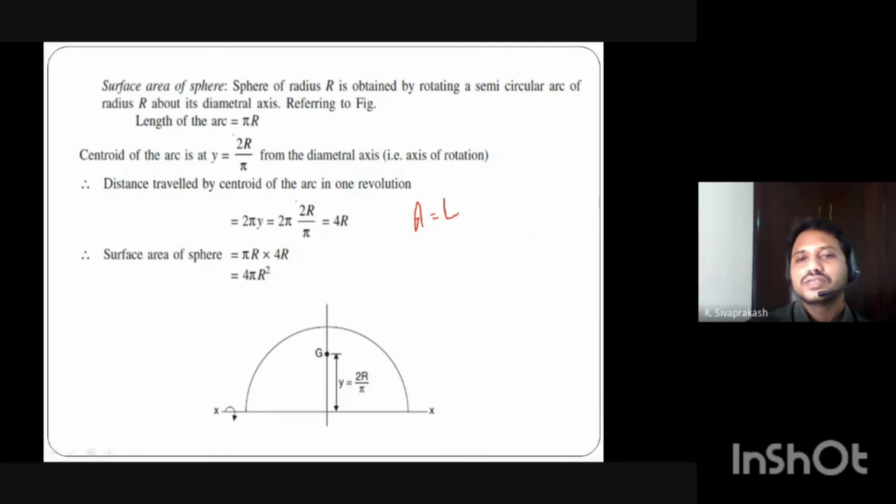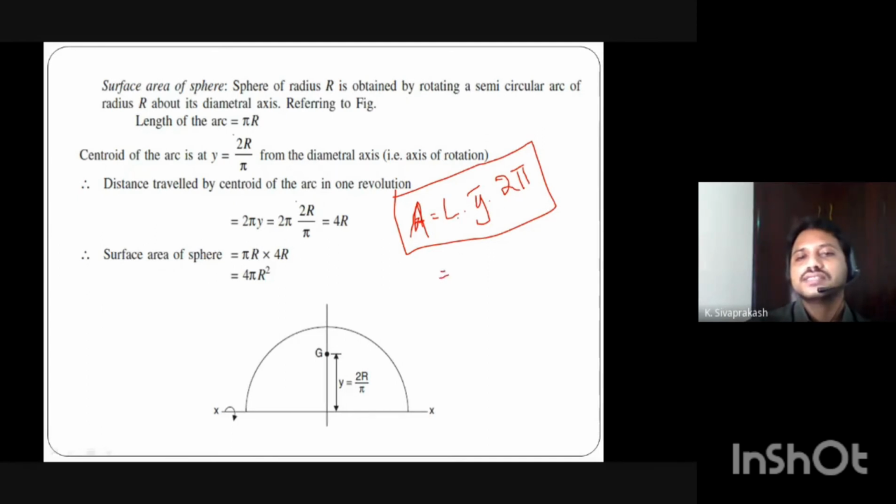The product of the length of the curve and the distance traveled by its centroid. Y bar is the centroid distance of the curve. In one revolution means 2 pi. Okay, this is the formula of theorem 1, right? According to theorem 1, the surface area capital A is equal to L into Y bar into 2 pi.